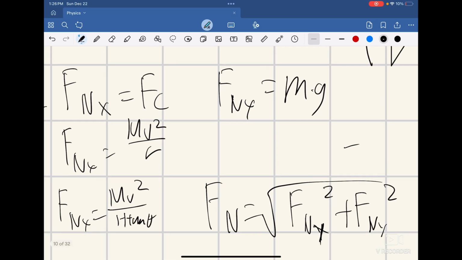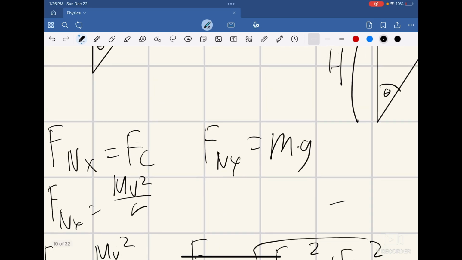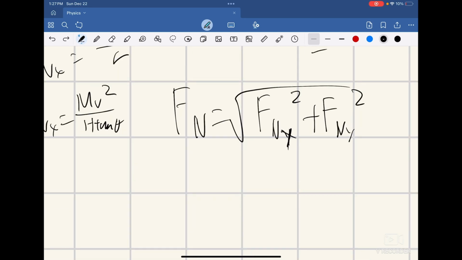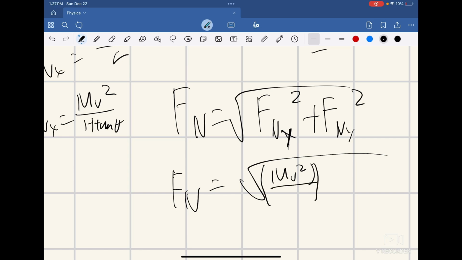And for Fn of y, this is also very simple, because Fn of y is equal to Fg, right? Those are the only vertical forces and components, and the system is not moving vertically at all, so it's at a standstill. These two forces act against each other to make it zero, therefore they're equal, and we found Fn y is equal to mass times gravity. So we plug that into this function, and we get Fn is equal to the square root of (mv squared over h tan theta) squared plus (mg) squared.